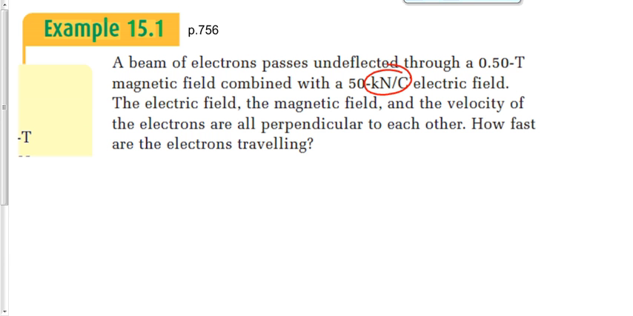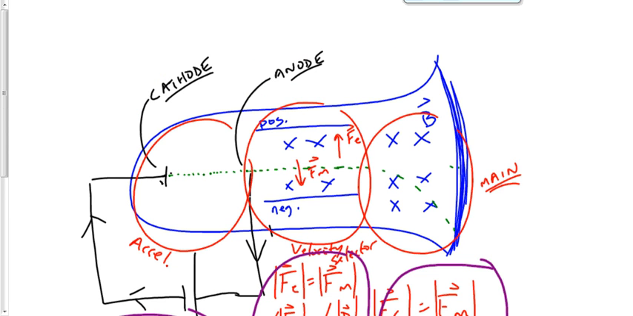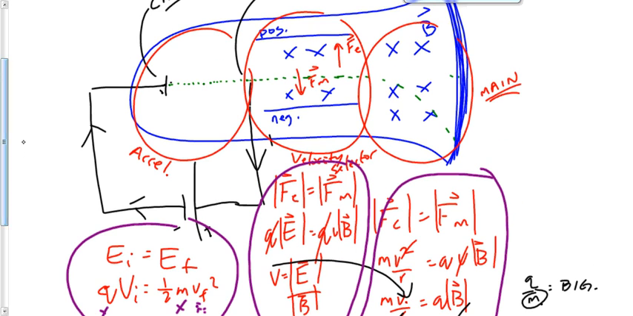This is a cathode ray tube problem. What section of the cathode ray tube is it, though? We have a beam of electrons passing undeflected through a magnetic and electric field. Which section would it be? The first, the second, or the third? If we've got particles going undeflected through an electric and a magnetic field, it's the second one, right? There's two things that tell us it's the second velocity selector. One, you get both an electric and a magnetic field. Two, the word undeflected. Both of those things tell us it's the second chamber.